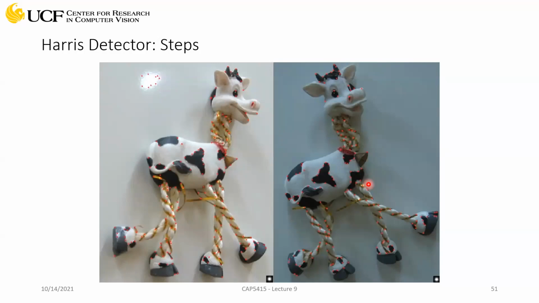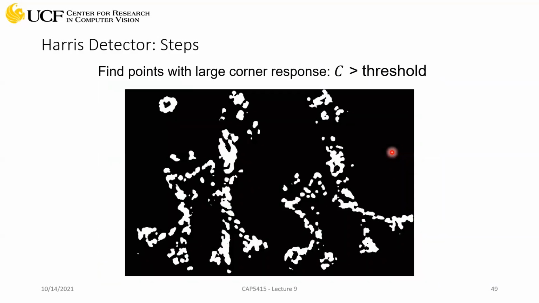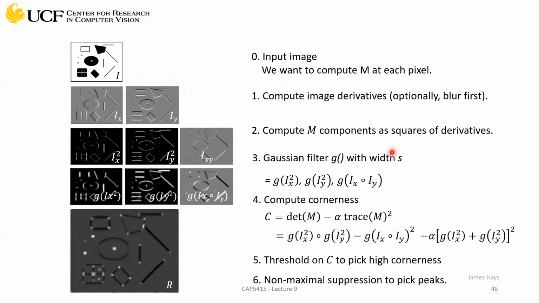So question from Kasun, what is that O operation? Okay, let me go back. Yeah, this is just multiplication. Ix and Iy, right? This one over here.